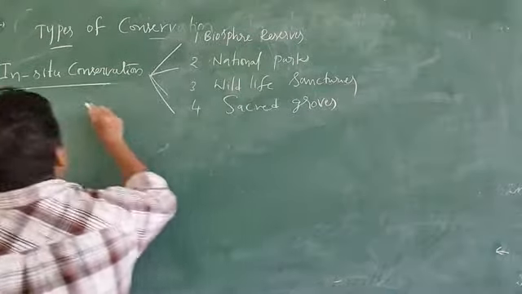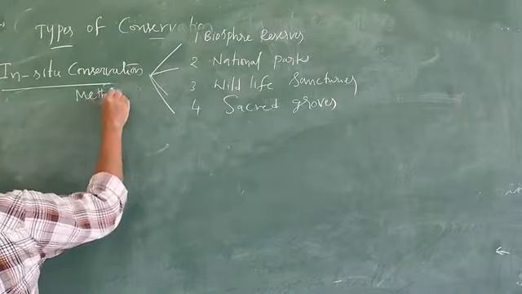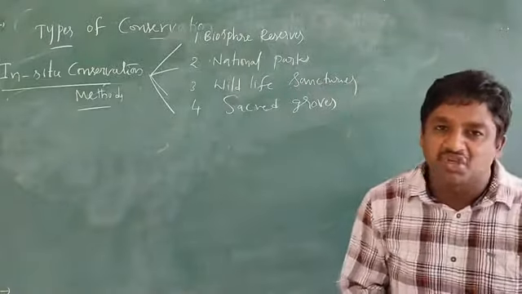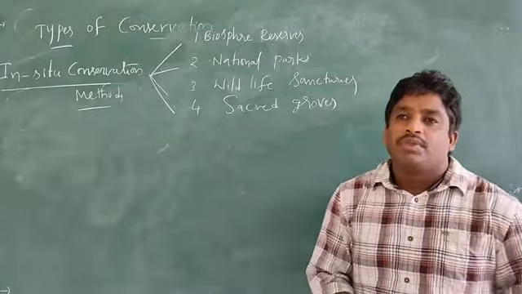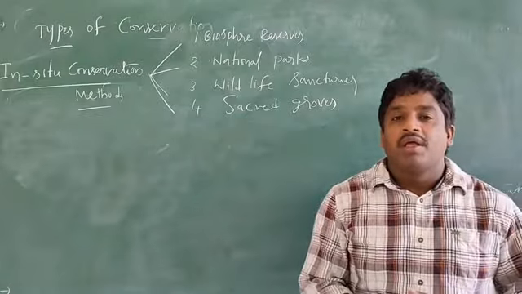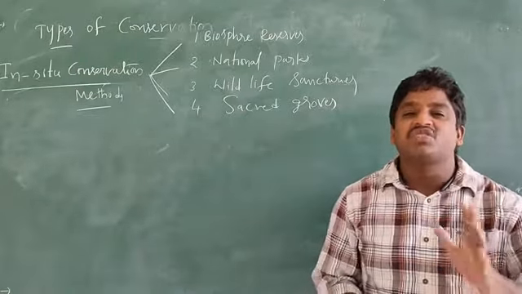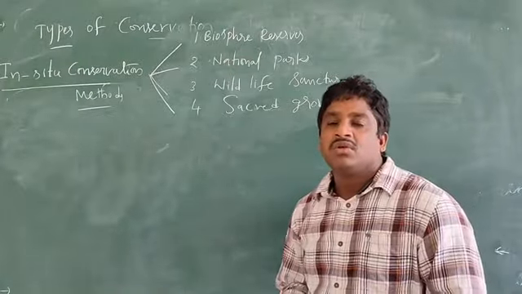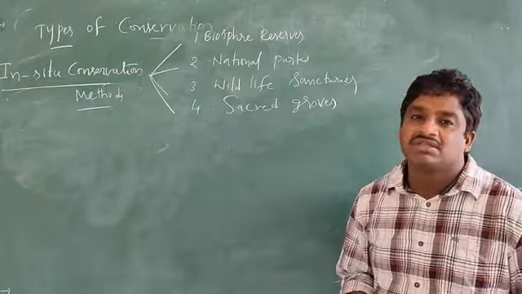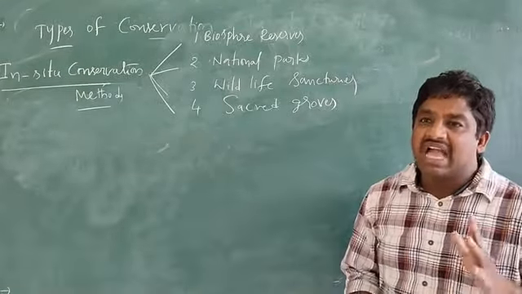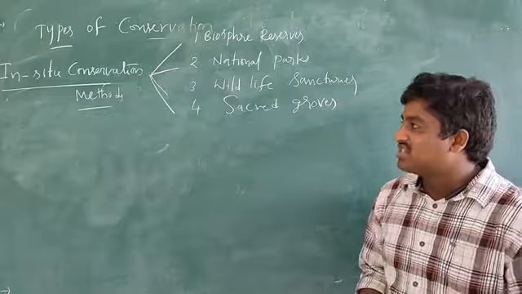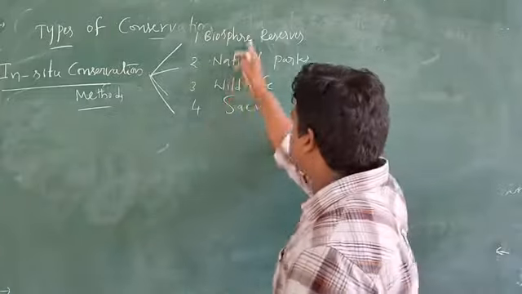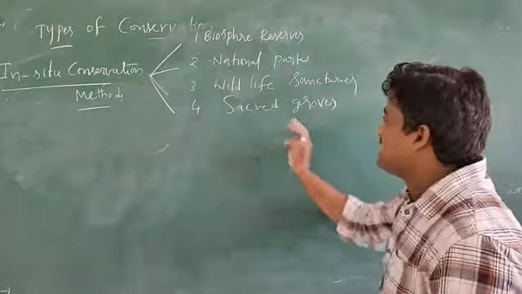These are the in situ conservation methods. That means the species are protected naturally. In situ conservation means the process of protecting an animal species in its natural habitat, even in disturbed areas. Conservationists have found four different types of methods: biosphere reserves, national parks, wildlife sanctuaries and sacred groves.